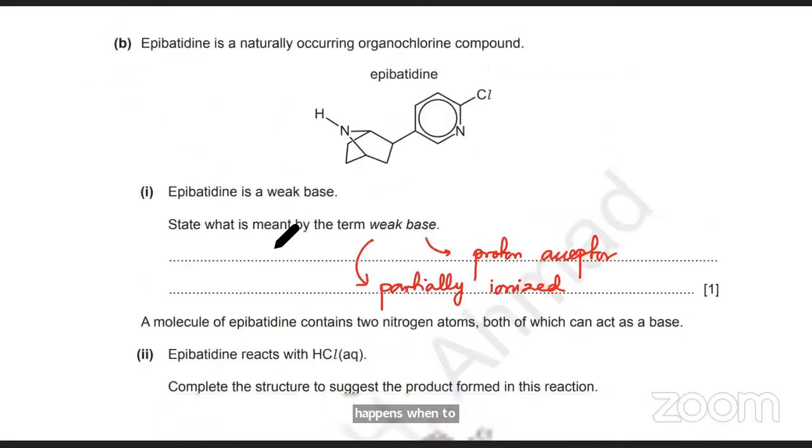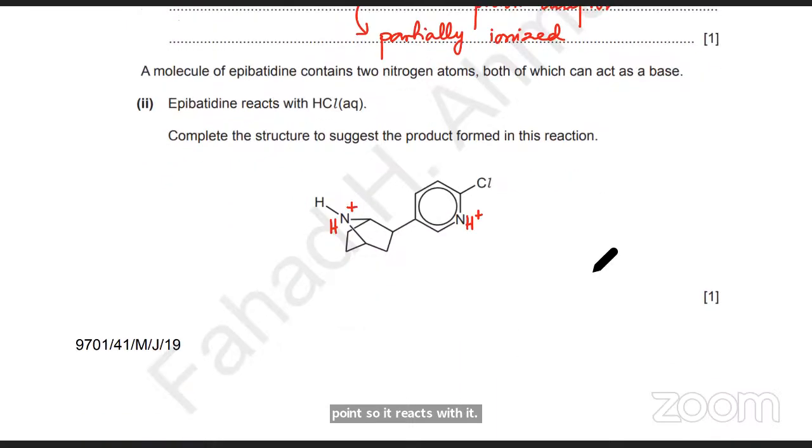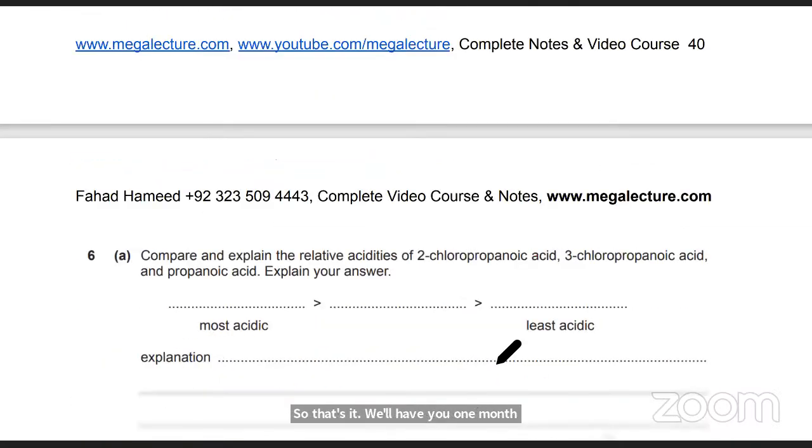You've got an H extra added here, and it will become positively charged, and there's going to be an H that will be added over here as well, and this one would also become positively charged at this point. So it reacts with H. That's it. Nothing else will happen. It's also 1 mark. So not much to this question.